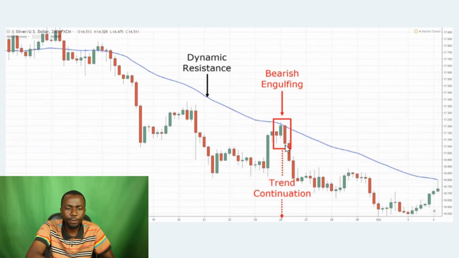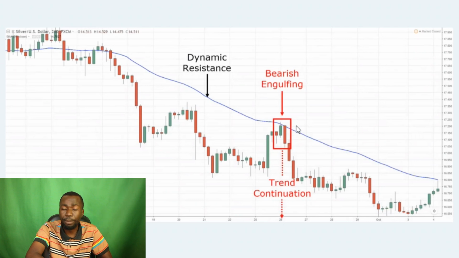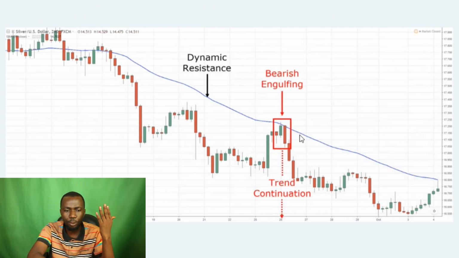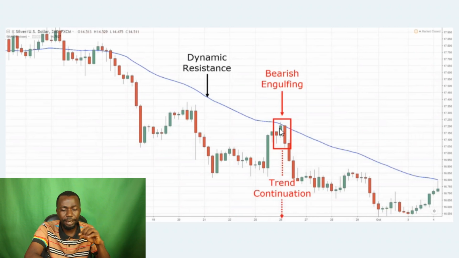So what you do, you wait for this candlestick to close, and then you place your sell trade, and your stop loss should be above the moving average line, right? So by doing that, you'll be able to ride this trend, right? But if you decide to place a sell trade once the price got to the moving average, you don't know whether the price is going to break above the moving average and continue heading up.